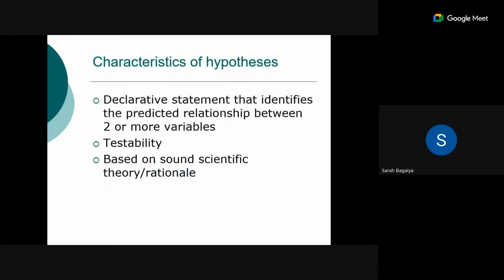So, characteristics of a hypothesis. It's a declarative statement that identifies the predicted relationship between two or more variables. A hypothesis must be testable, and it must be based on sound scientific theory and rationale. So we cannot pick a hypothesis that cannot be tested, because that way there's no way we can either substantiate or not our hypothesis. So it's very important that these two characteristics are kept in mind when we are predicting a hypothesis.